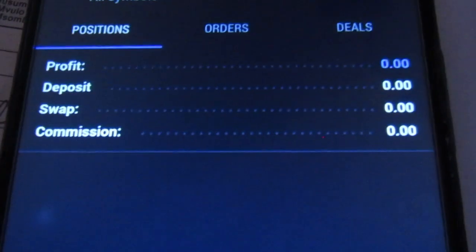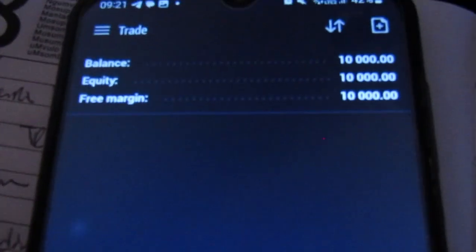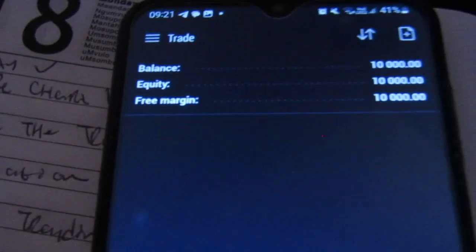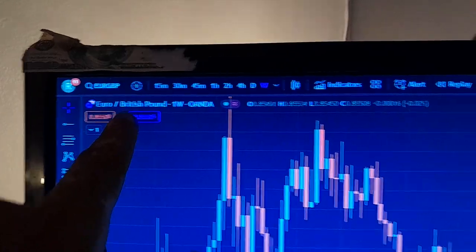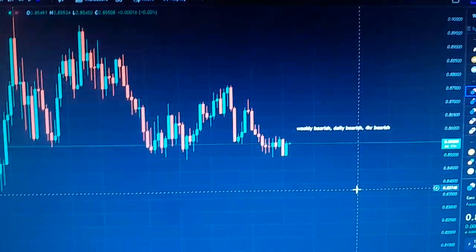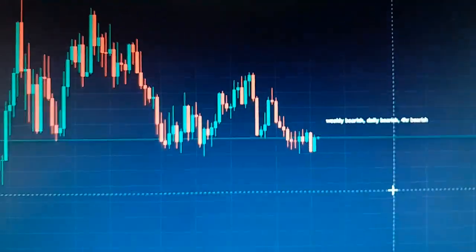Let me just get it focused for you guys right there. So you guys can see the account is still currently at $10,000. So let's jump straight into the analysis and see what we can get for today. We're gonna start off with Euro GBP. So let's get straight into this technical breakdown.